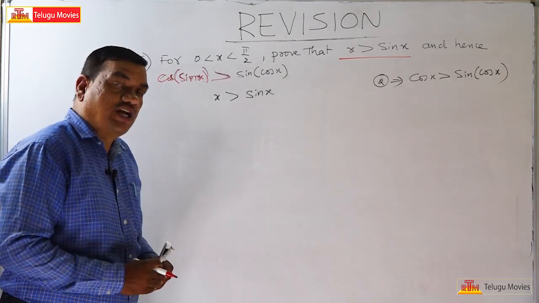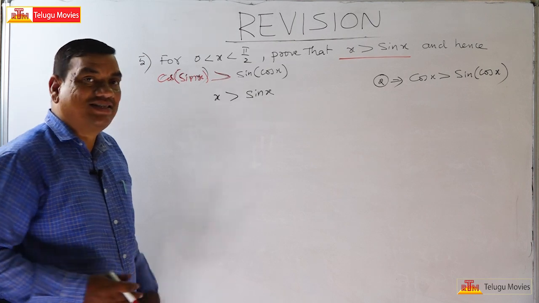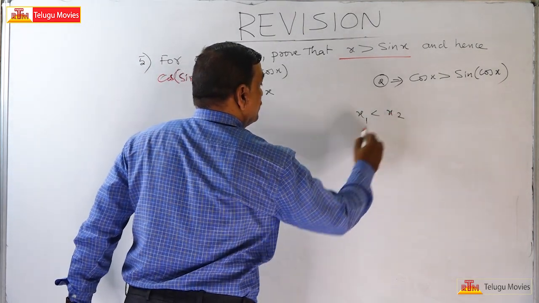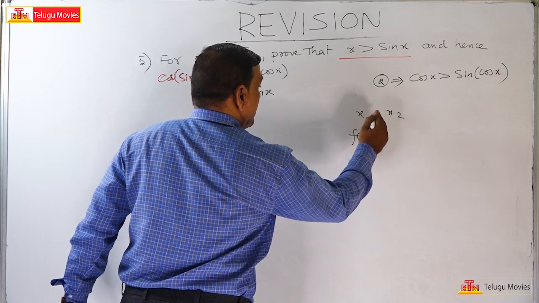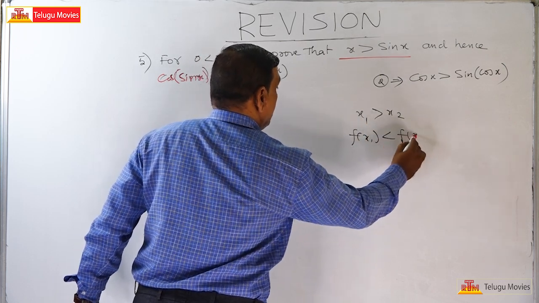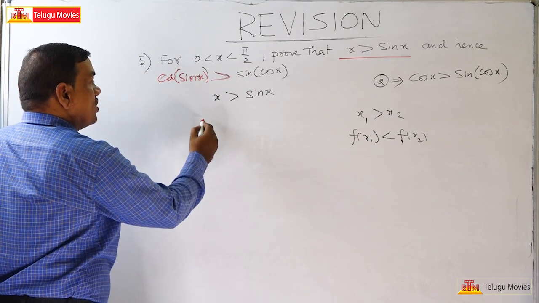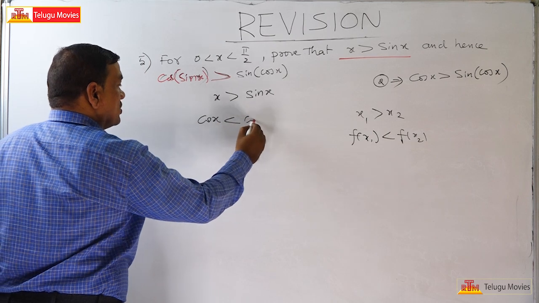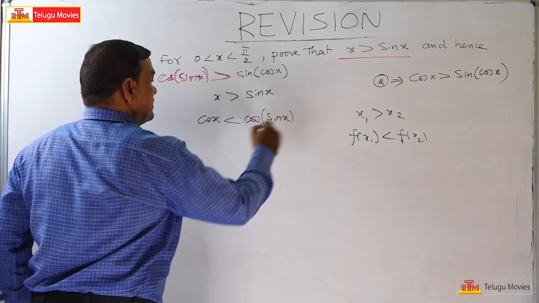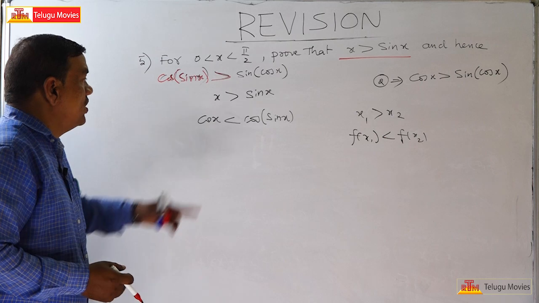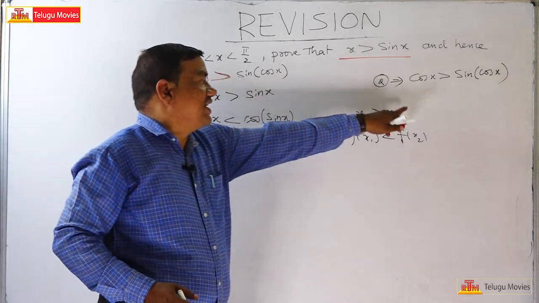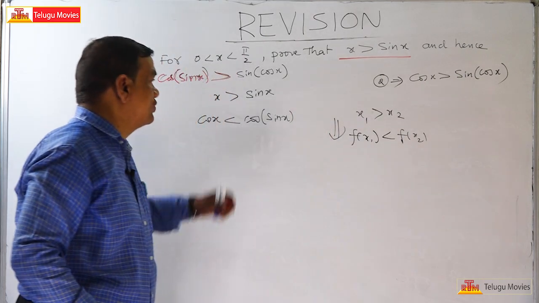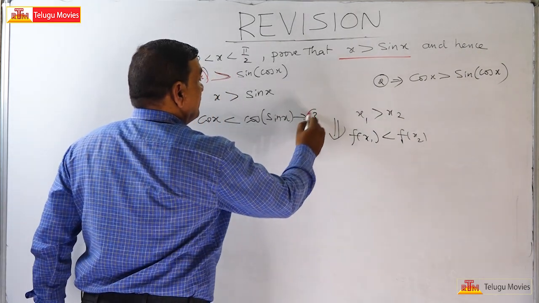Now, let us continue the solution. Since cos x is a decreasing function, and we already have x greater than sin x, applying the cos function gives cos x is less than cos of sin x. Here, x1 greater than x2 gives f of x1 less than f of x2 for a decreasing function. Call this 3.